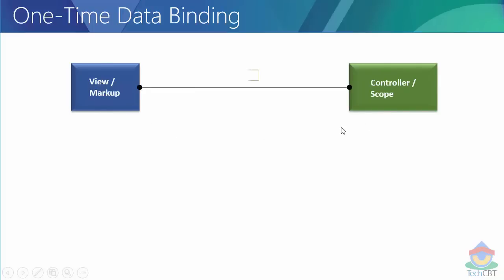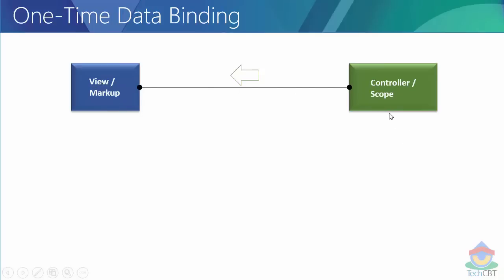Next, the final one, which is one-time data binding. The name says it all, one time. Only once the information will be propagated to the view from the scope. Now you can see, from the scope, I have all the data for the first time. Whenever the controller gets instantiated, scope gets created, scope will receive the data, and that particular data, only for the first time and only once, is going to be sent to view.